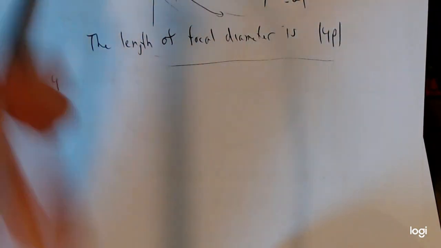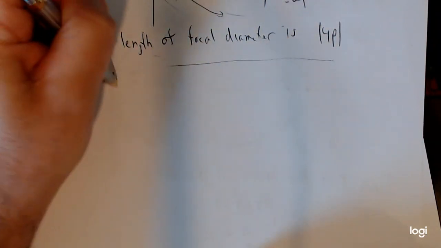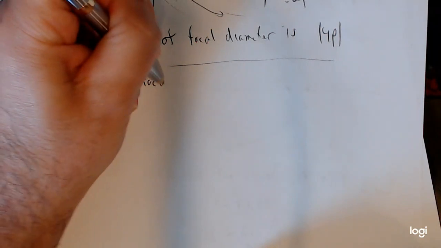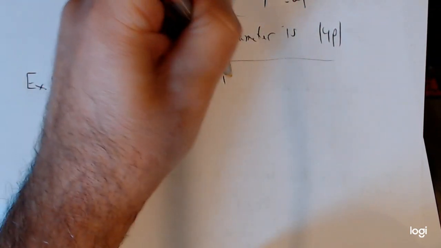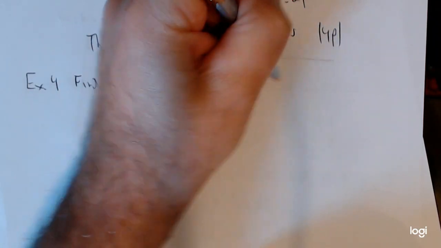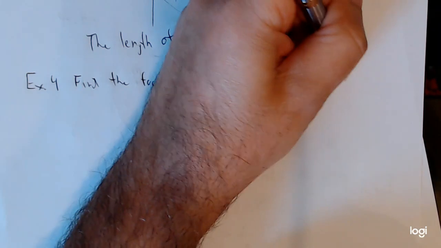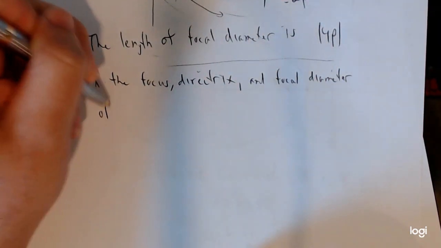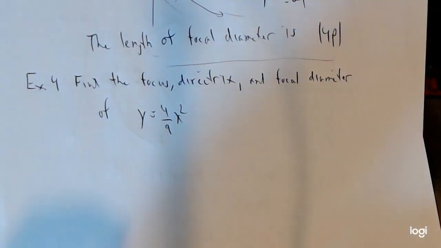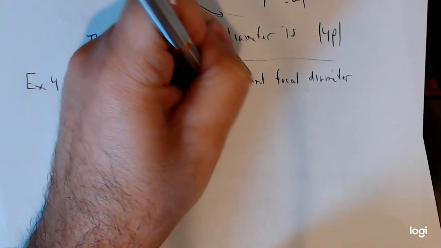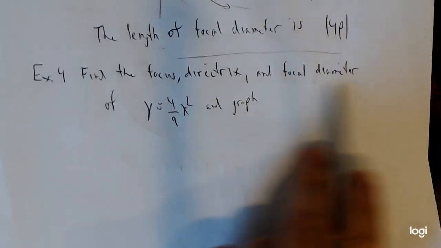So for example 4, let's do this. Find the focus, directrix, and focal diameter of y equals 4/9 x squared. And then we could say and graph, which you'll see in a minute why the graph of it is very simple once you find all this information.